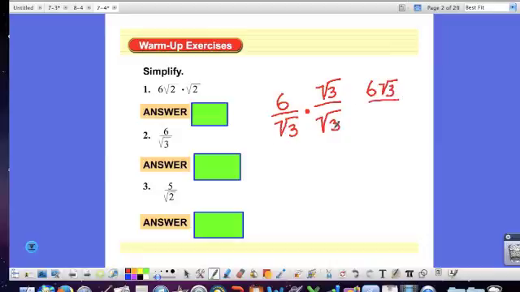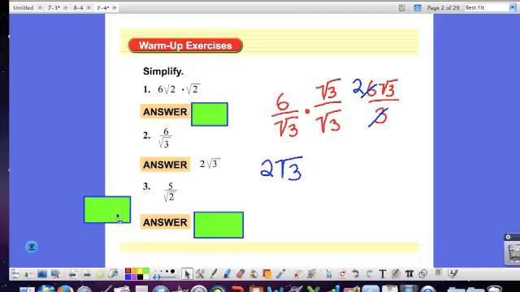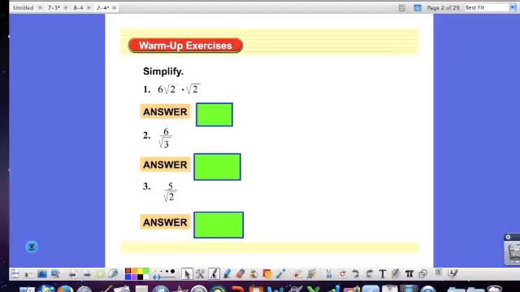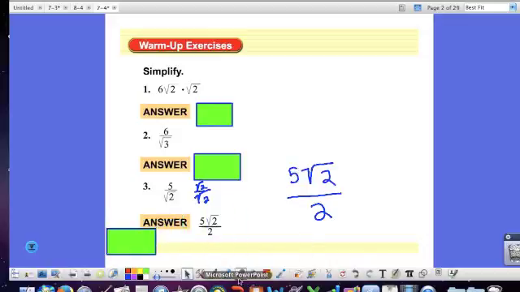Radical 3 times radical 3 is 3, and you can simplify. 6 over 3 is 2, so you should get 2 radical 3. Told you I love this stuff. And then for the third problem, same way we just did it, radical 2 on top and bottom, so I get 5 radical 2 divided by 2. 5 is not divisible by 2, so you get 5 radical 2 over 2.